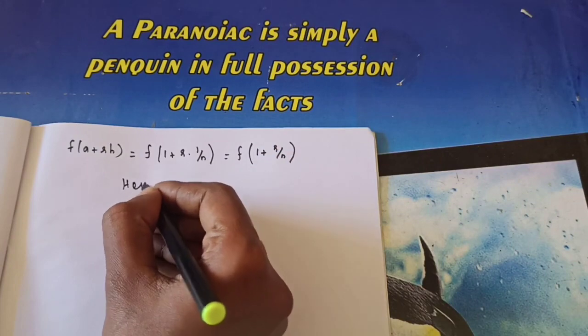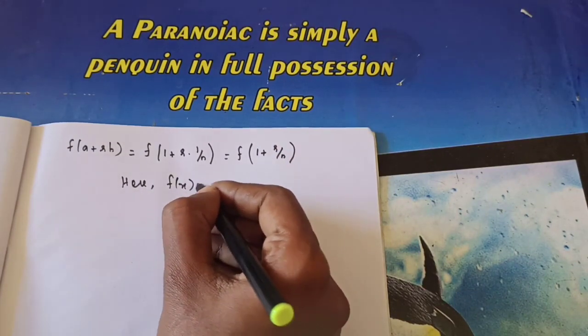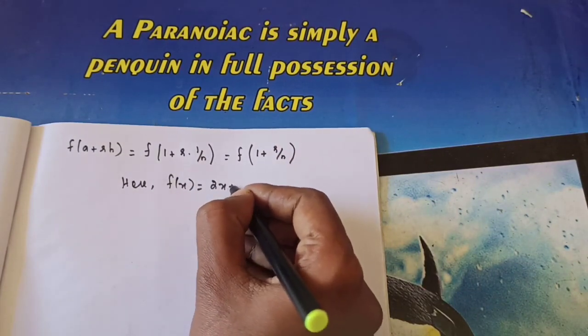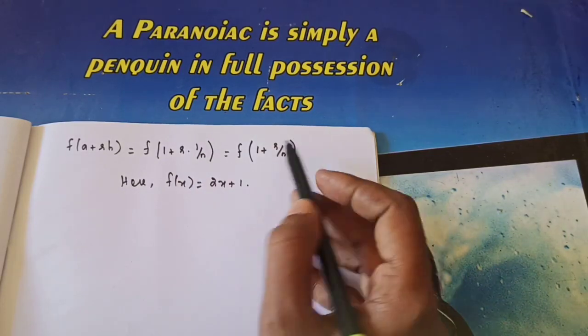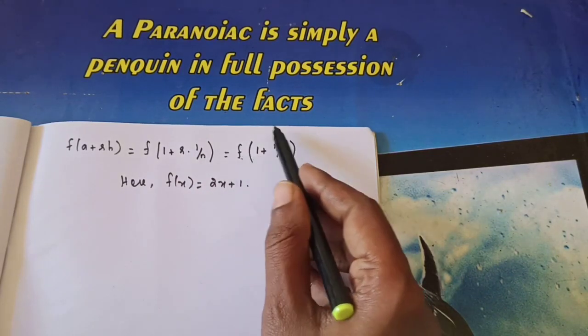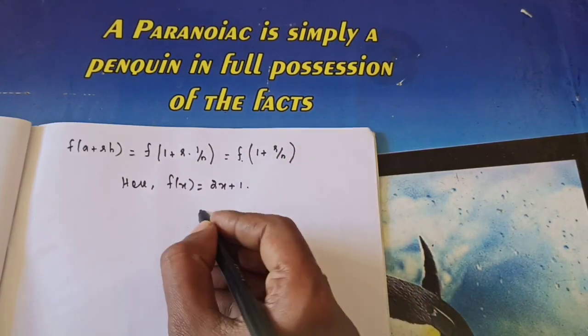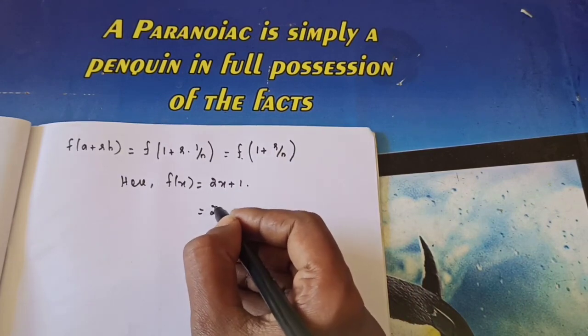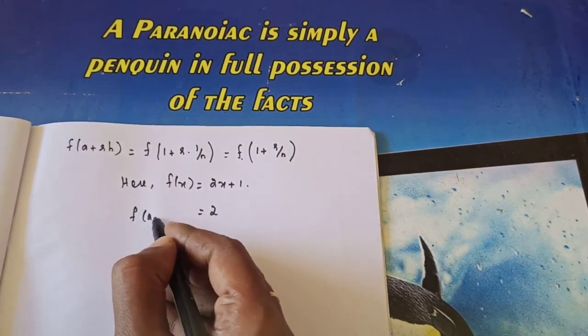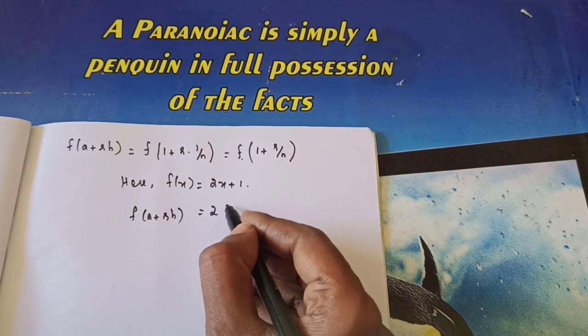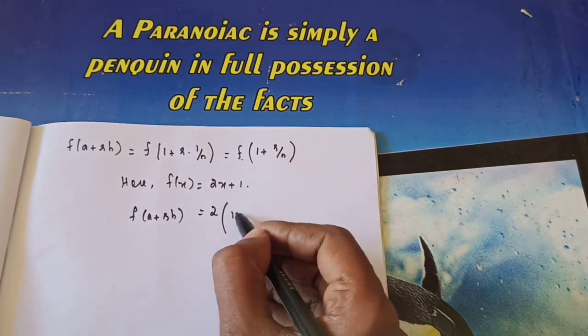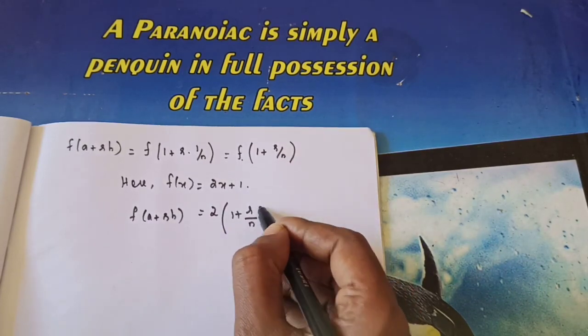Here, what's the f of x value? In the place of f of x, what's there? 2x plus 1 is there. Is it right? So already I taught you this, f of this is same as x. So what will you do? f of a plus rh is equal to 2 into, in the place of x what's there? 1 plus r by n, plus 1.